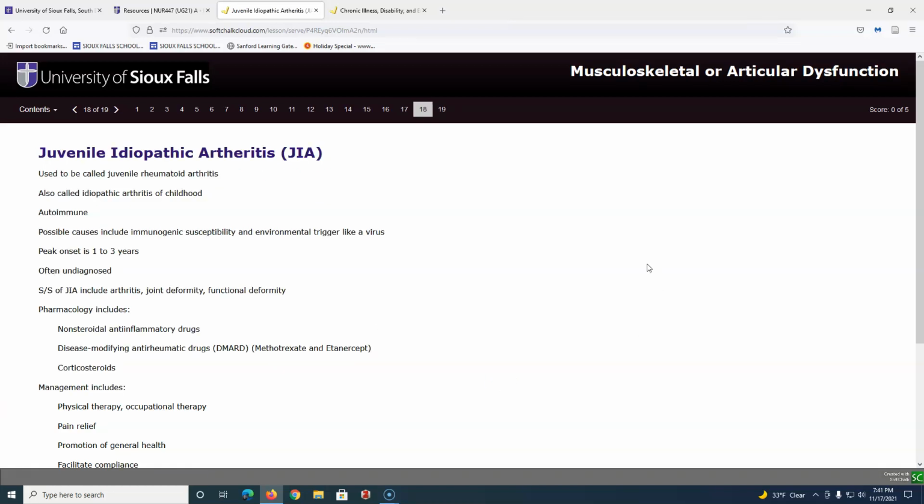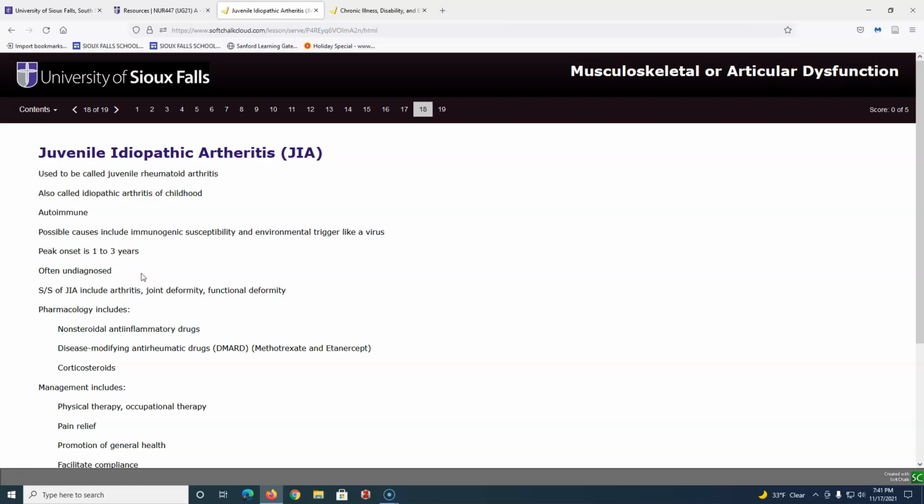JIA, this used to be called juvenile rheumatoid arthritis, but that's been changed. This is an autoimmune disease, so something triggers it and the body acts against itself. Peak onset is 1 to 3 years. It's often undiagnosed, and the diagnosis often takes numerous trips to the physician, because it's usually not the first time that they come that they get diagnosed with this.